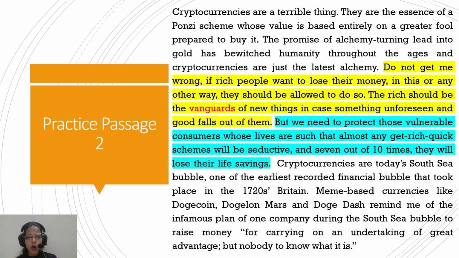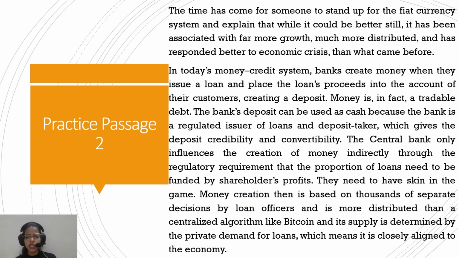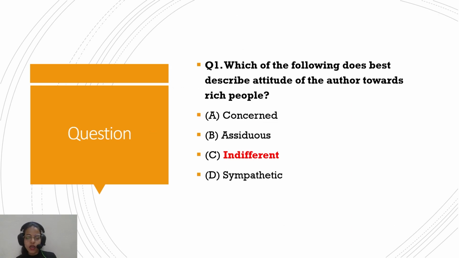So in this line, do not get me wrong. If rich people want to lose their money in this or any other way, they should be allowed to do so. The rich people should be the vanguard of new things, but we need to protect the poor people. So the author is saying that I don't care if their money is being lost. They can afford it. They can take the risk. But we have to care about the poor people. So the author is concerned about the vulnerable poor people.